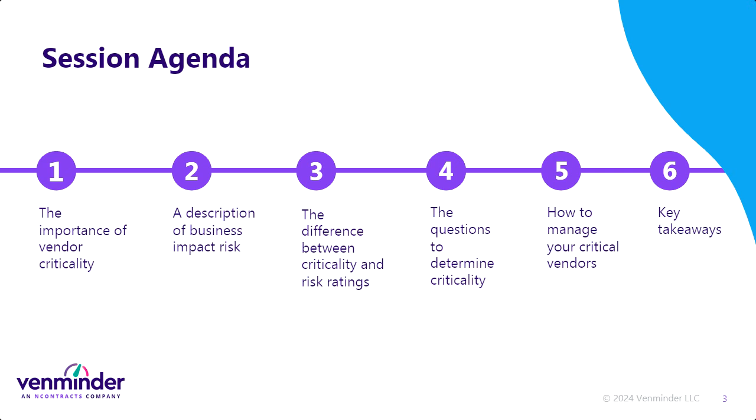I'll start off by explaining the importance of criticality and how this concept supports other areas in your third-party risk management program. I'm also going to explain what business impact risk is and some of the key differences between a vendor's criticality and risk rating. We'll also learn some simple questions that you can use to determine a vendor's criticality and some tips to manage those critical vendors. And I'm going to end today's session with a sample vendor list where you can see the reasoning behind why certain vendors would be considered critical.